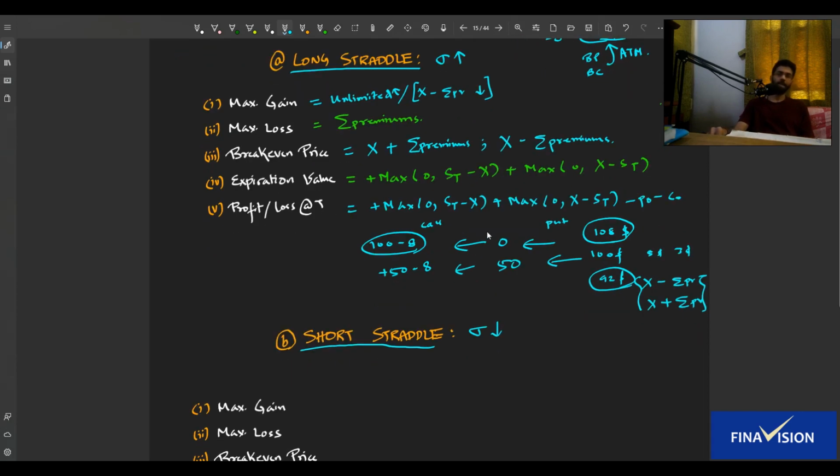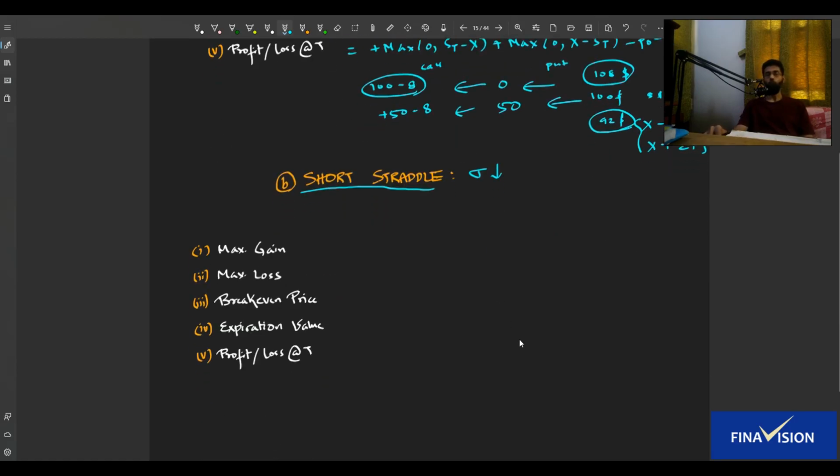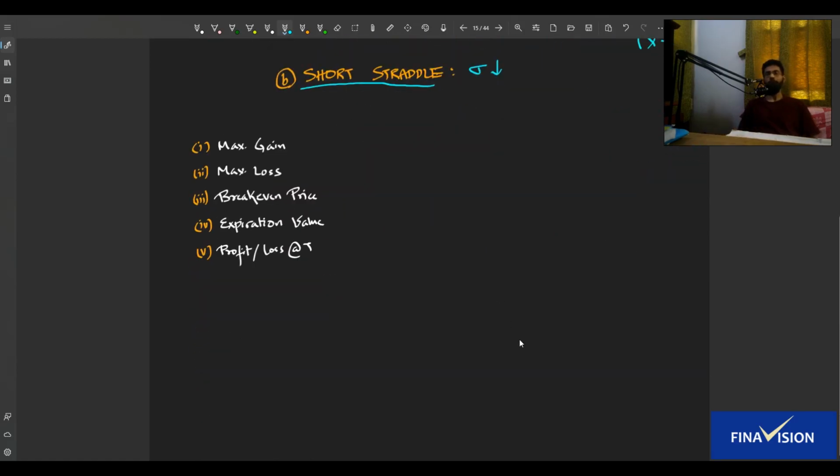Now the same thing we can calculate for a short straddle also. In case of a short straddle, what we said is we are going to sell an ATM put and we are also going to sell an ATM call. So the initial cash flows are plus P0 and plus C0. So if in our example the premiums are $5 for the put and $3 for the call, the total cash flow is positive $8 at t equal to 0, right?